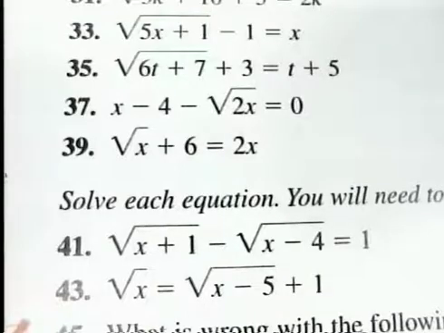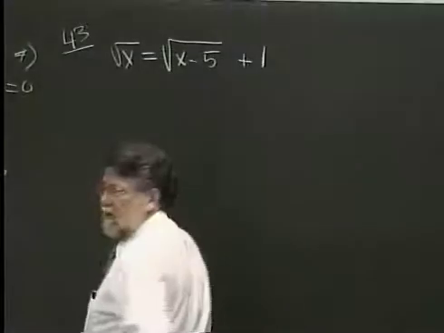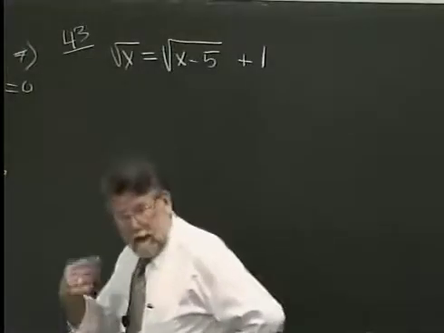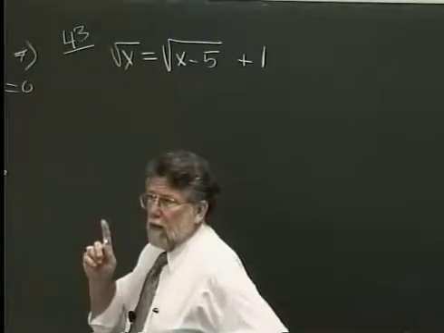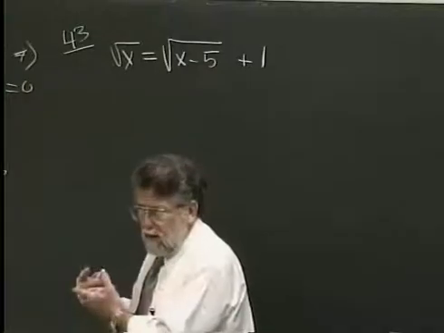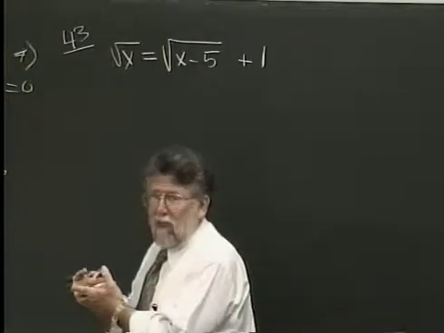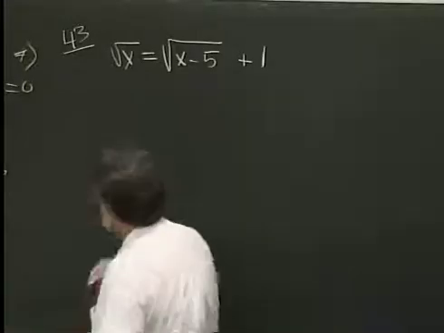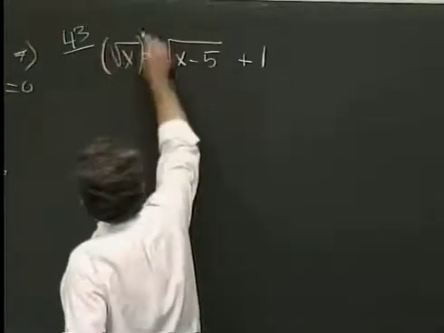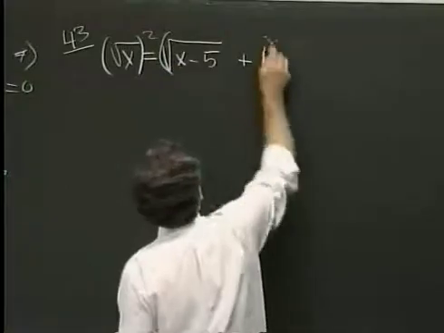I have the square root of x, and that's equal to the square root of x minus 5, and then I have a plus 1. So there's my problem. We're going to square both sides because we've already isolated one radical. But when you isolate one, you're going to end up with what? When you square, another radical, which you'll isolate. So we're going to square both sides. So I'll square here and square here.